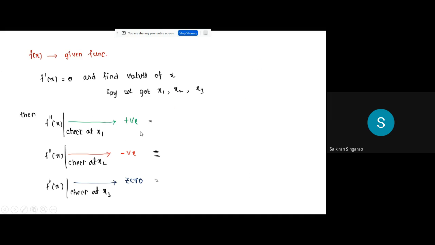So if at a stationary point the double derivative value is negative, what is that point? That implies x2 is a maxima point.